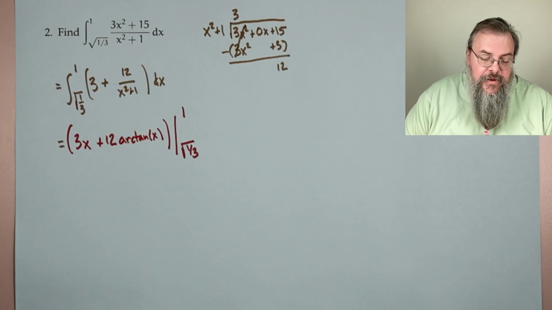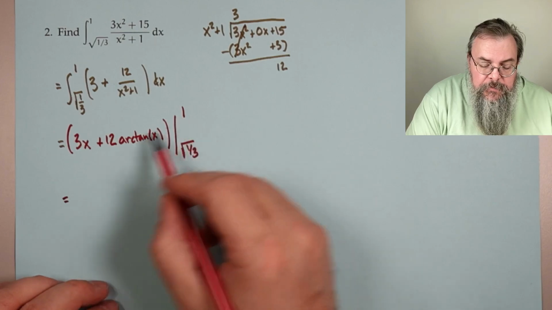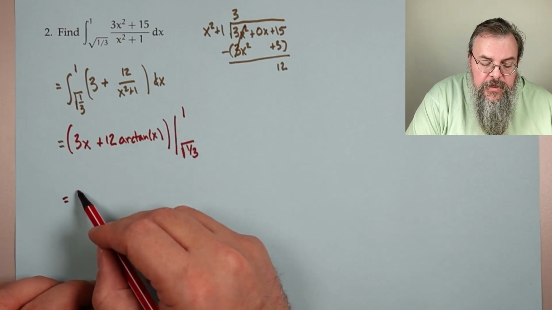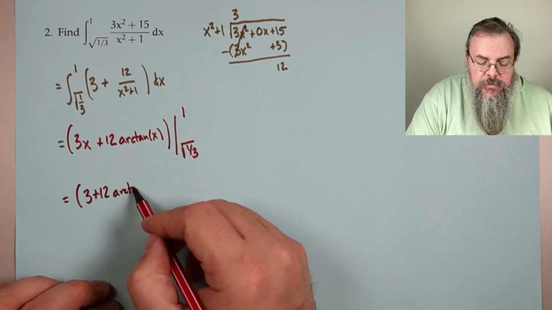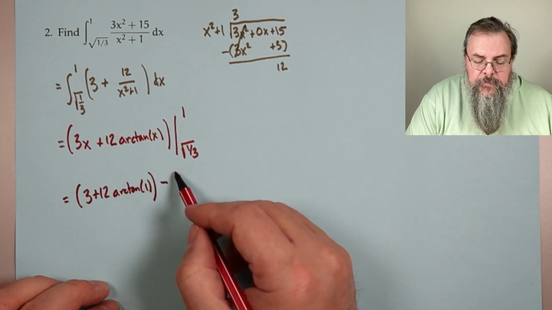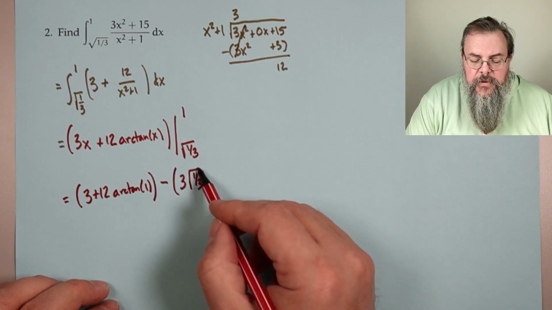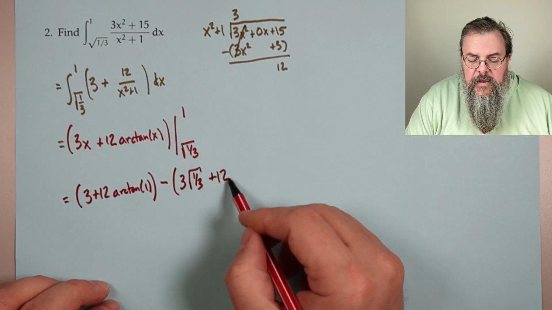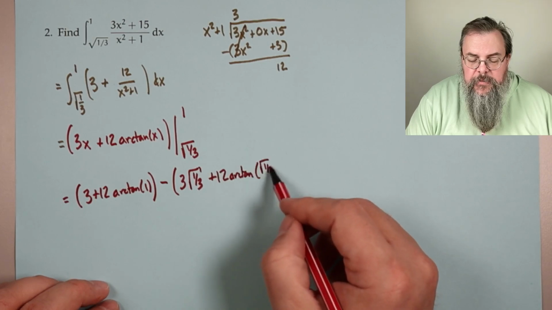All right, so what do we now have? We plug in 1: 3 times 1, 3, plus 12 arctangent of 1. We'll come back to that. Subtract 3 times the square root of 1/3. We'll come back to that. And 12 arctangent of the square root of 1/3.